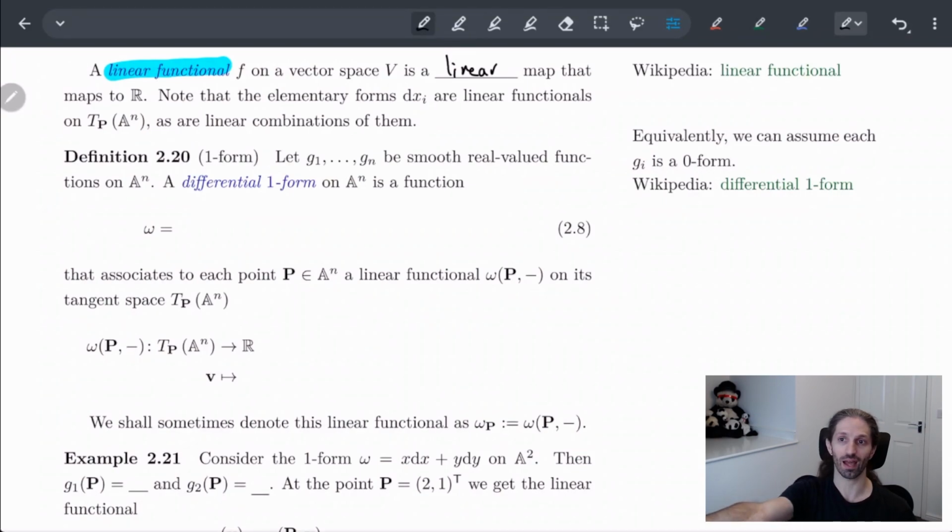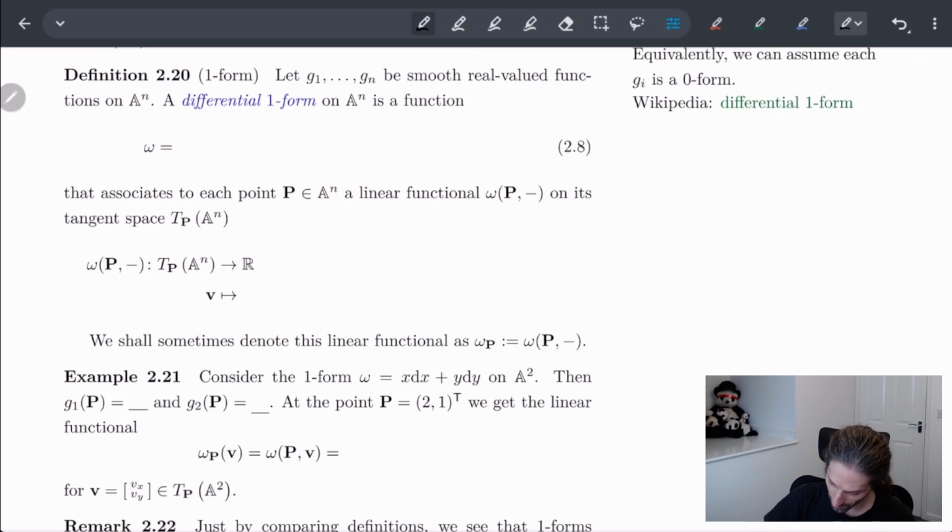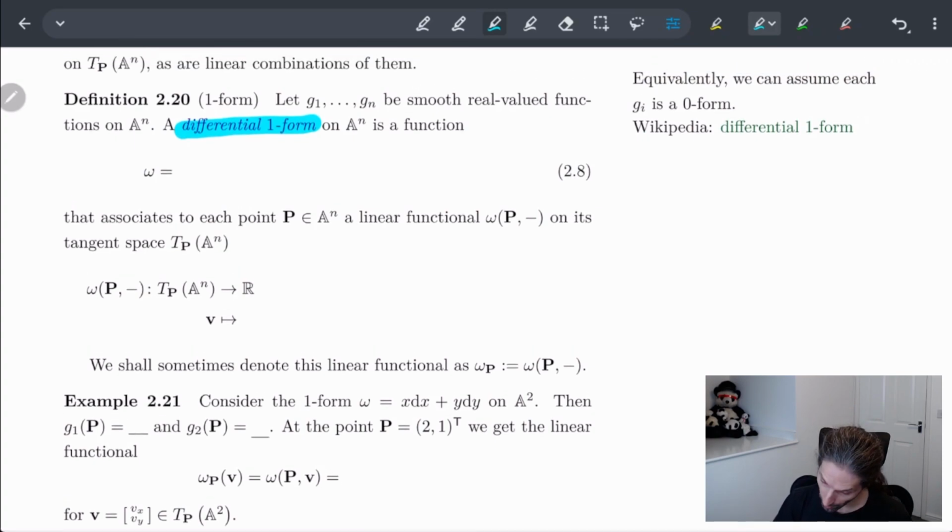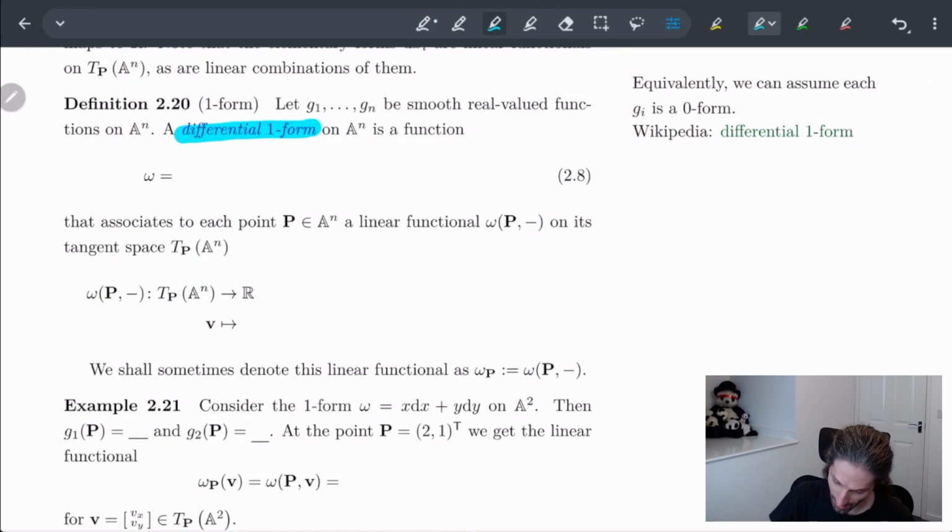Since we have linear functionals, we can use that, not precisely, but to define a differential one form. So we let g1 to gn be smooth real valued functions. Remember, that is the same thing as saying they are zero forms. Smooth real valued functions are the same as zero forms, so these two are identical. And from our zero forms we're going to get a one form, which we denote by omega.